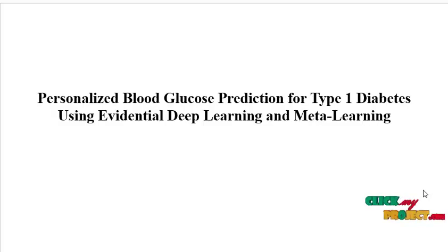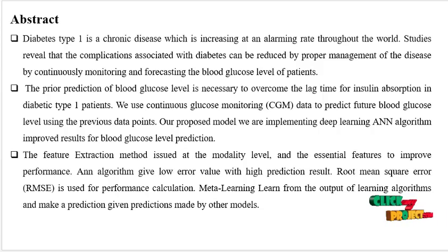Now we are going to discuss personalized blood glucose prediction for type 1 diabetics using evidential deep learning and machine learning. We have to find the blood glucose level for a type 1 diabetic patient dataset using deep learning and meta learning. Next, an overview of the project, that is the abstract.